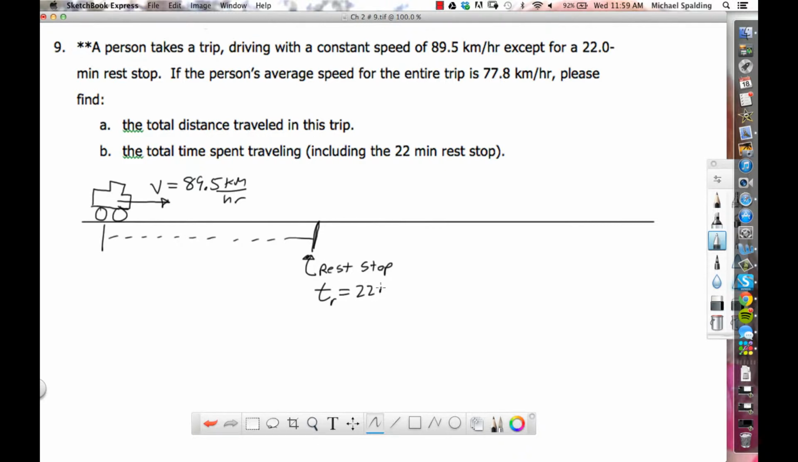22 minutes. Now, at this point, you should recognize something. You should be like, uh-oh, we got a problem. Who can tell me what our problem is? Well, that's not a problem. That's true. During the rest stop, the velocity is 0, but that's not the problem.